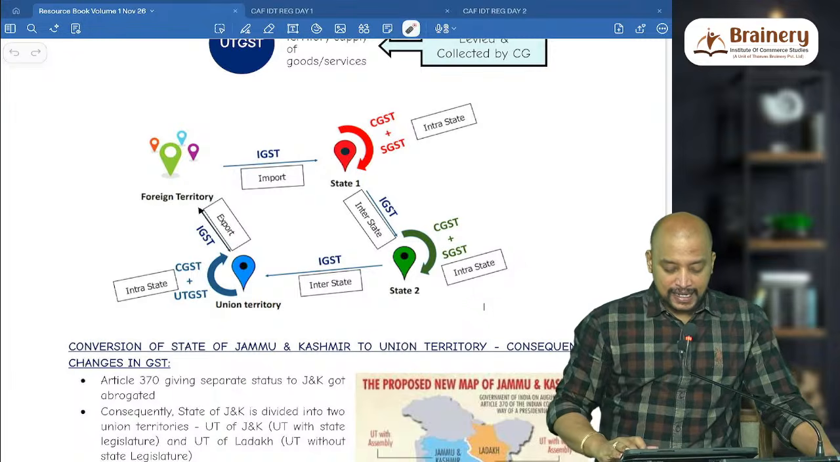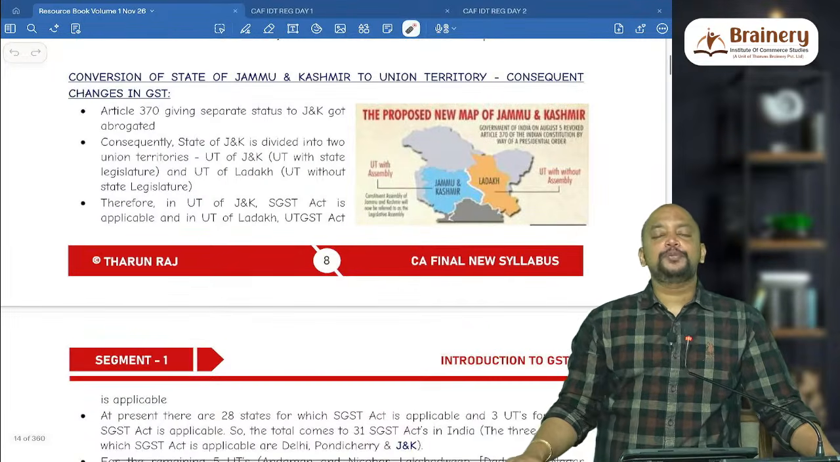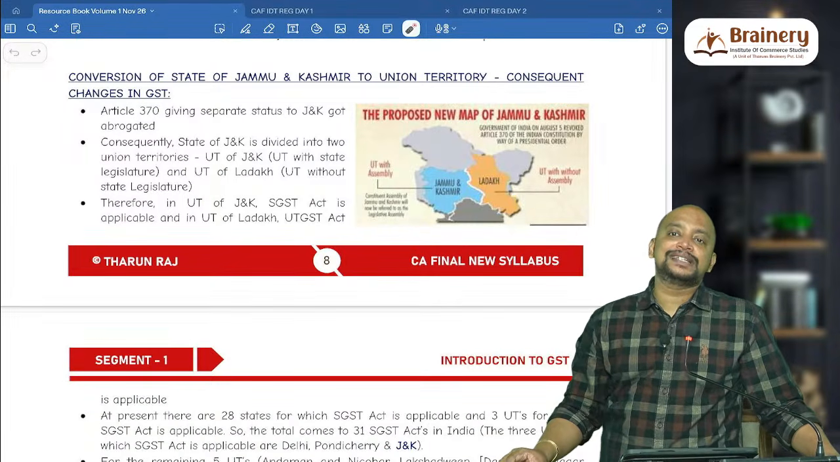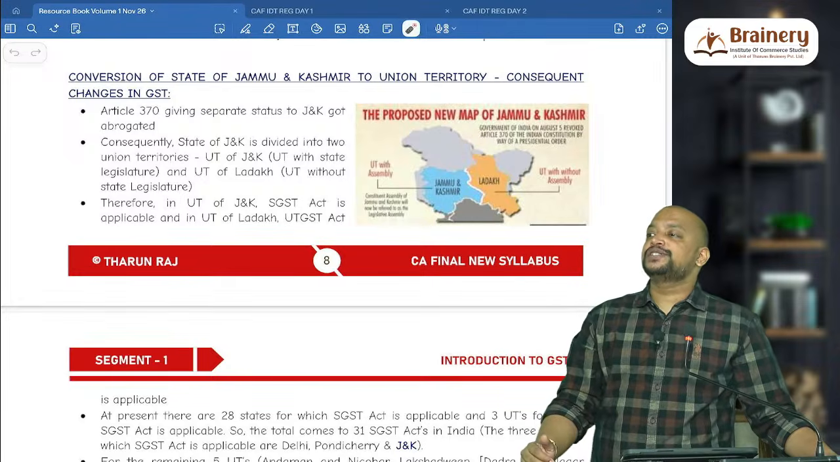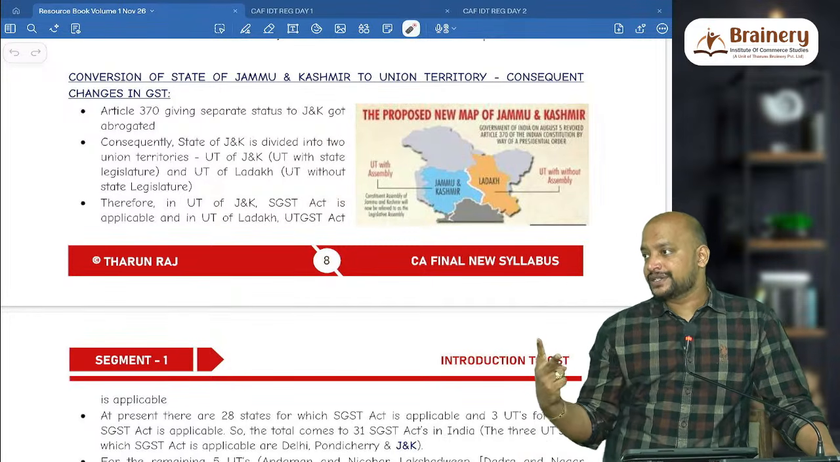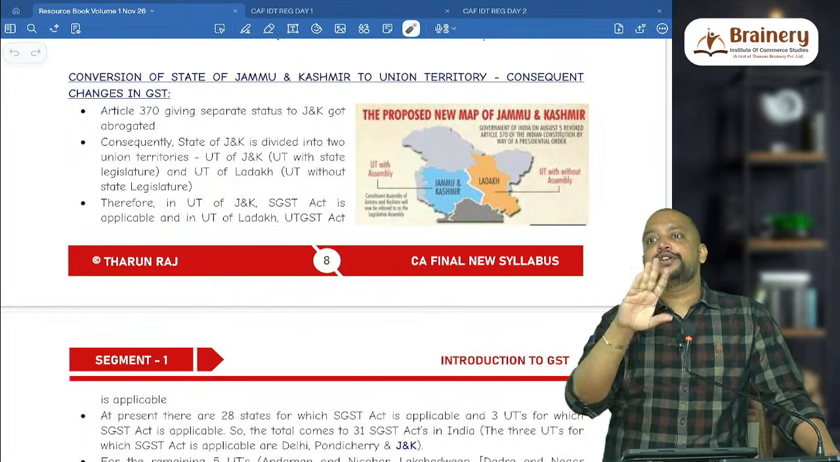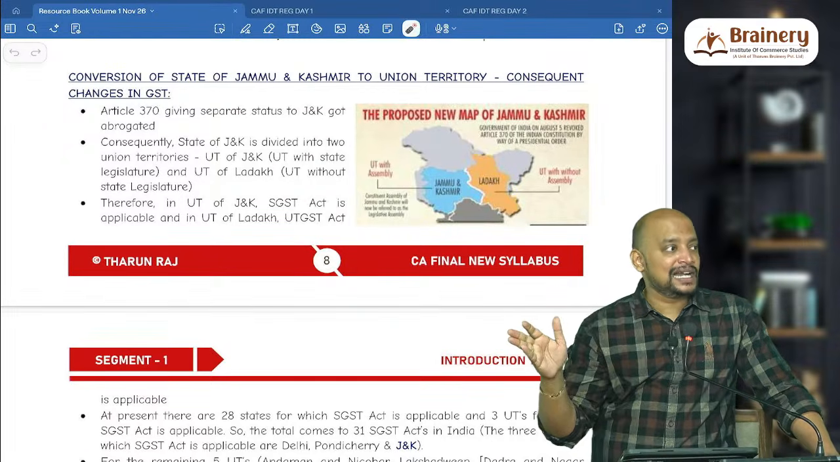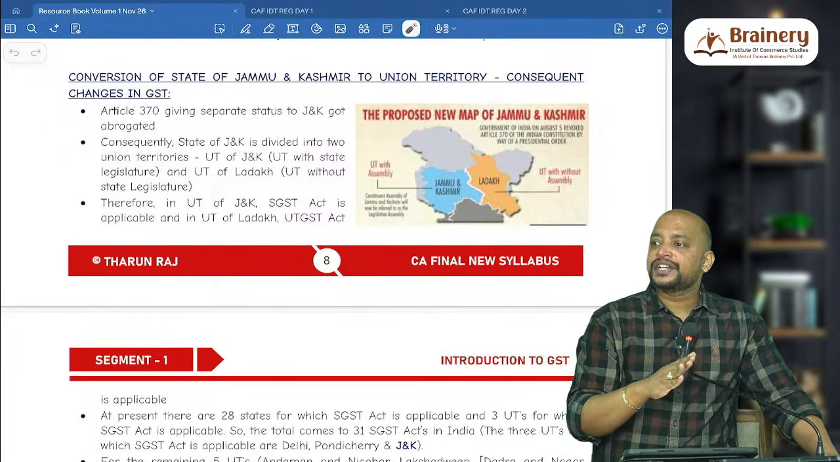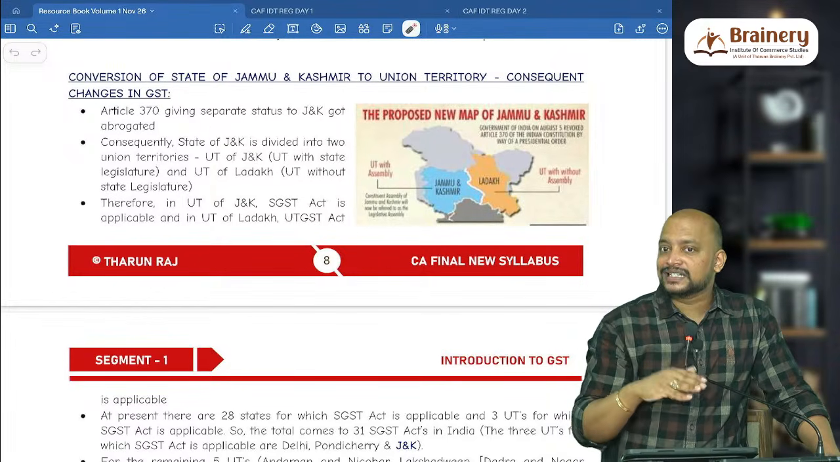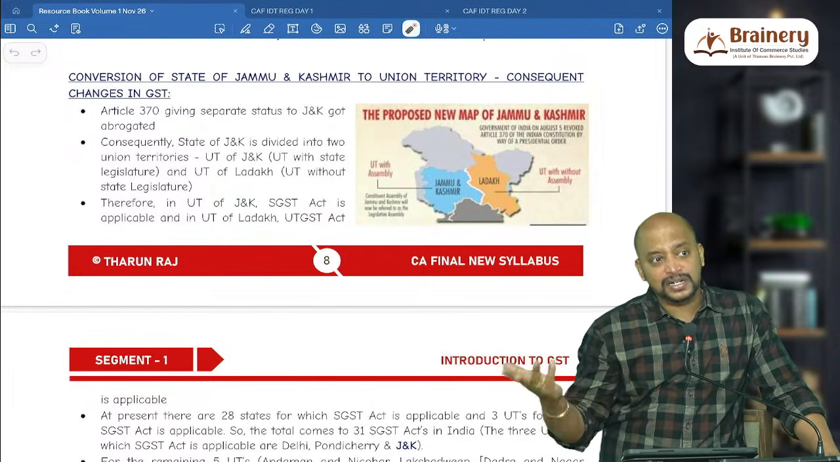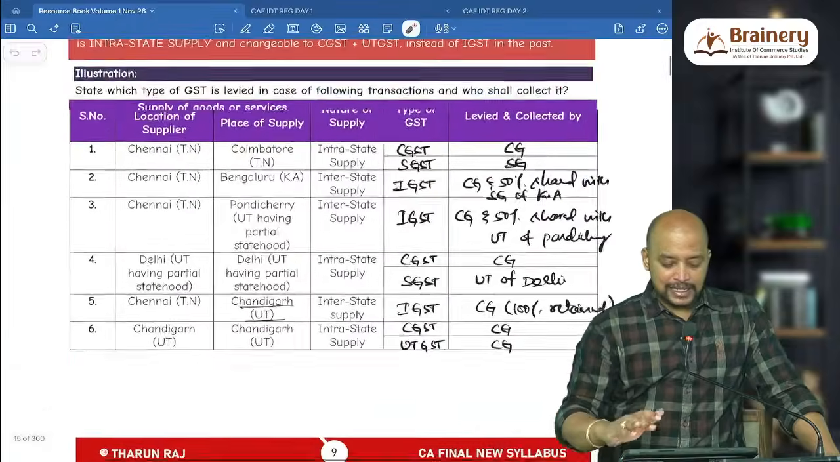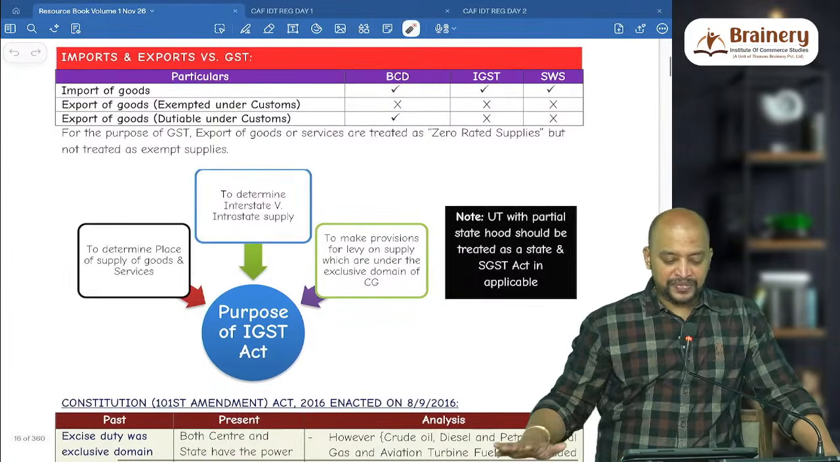Okay, next. I already told you previously, Jammu and Kashmir was a state, but now it is treated as a union territory. We have two union territories. Jammu and Kashmir state is now divided into two union territories. What are they? Union territory of Jammu and Kashmir and Ladakh. Jammu and Kashmir union territory is a union territory with state legislature. Ladakh is a union territory without state legislature. And this discussion we have made.